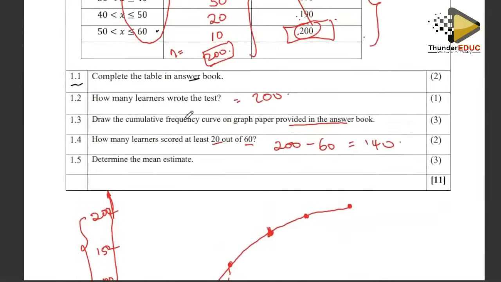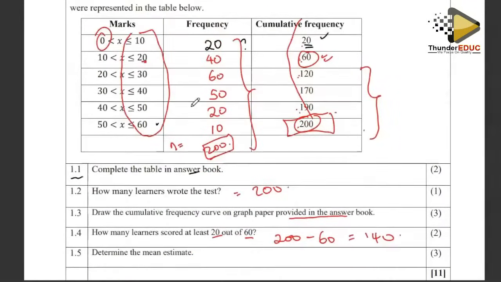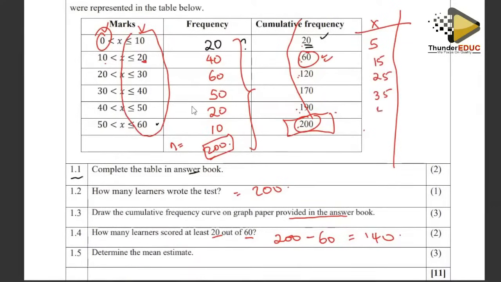Then determine the mean estimate. So for the mean of the grouped data, some people prefer to get the midpoint and then create a table. Yes, it's allowed, but it's a bit lengthy. How do we get the midpoint? You add 0 plus 10 divided by 2, that's going to be 5. Then 10 plus 20 is 30, divided by 2, that's 15. This is going to be 25. That's going to be 35. That's going to be 45. This is going to be 55.